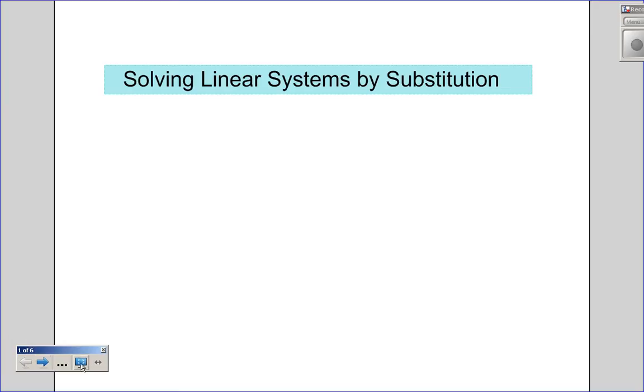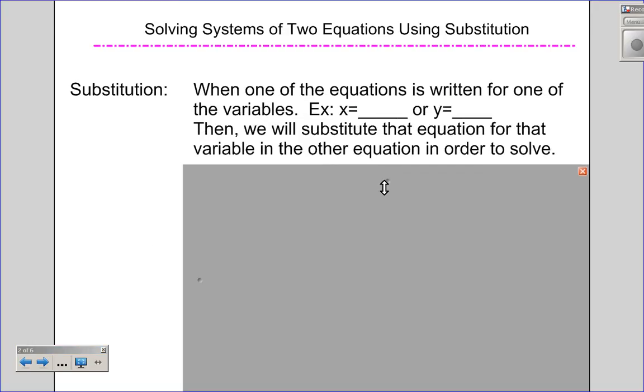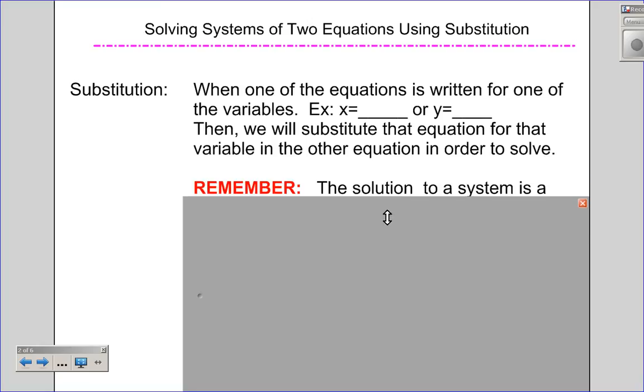When I begin our lesson, we need to first define what it means to substitute, and it's very similar to plug and chug. We're just going to be substituting in. When one of the equations, so we have our two equations in our system, is written for one of the variables, for example x equals or y equals, then we will substitute that equation for that variable in the other equation in order to solve.